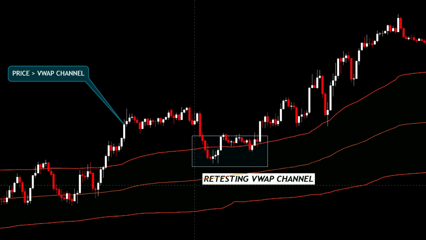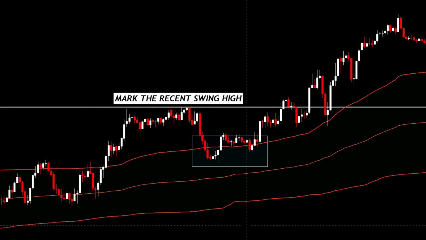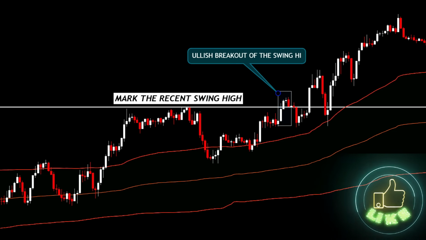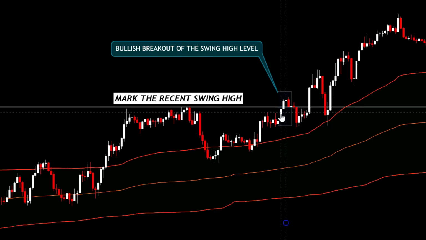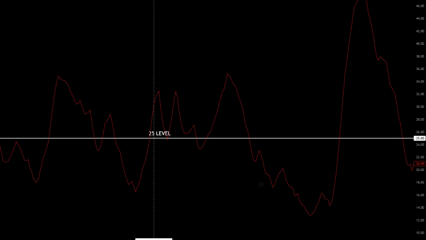Draw a horizontal line at the most recent swing high. If the price breaks above this line after the retest, that's a potential entry logic. But don't execute immediately. Check momentum. Look at the ADX oscillator. If it's above 25 when price closes above the swing high, there is enough strength behind the movement. Now it becomes a valid entry.